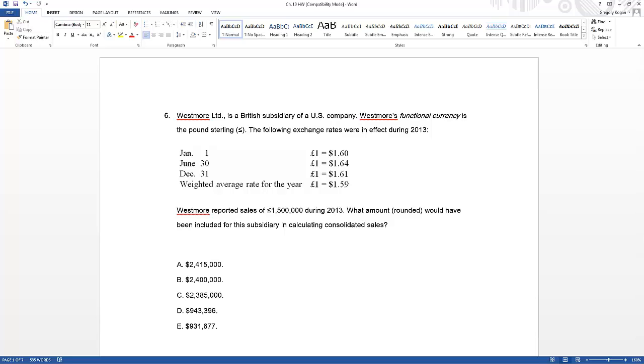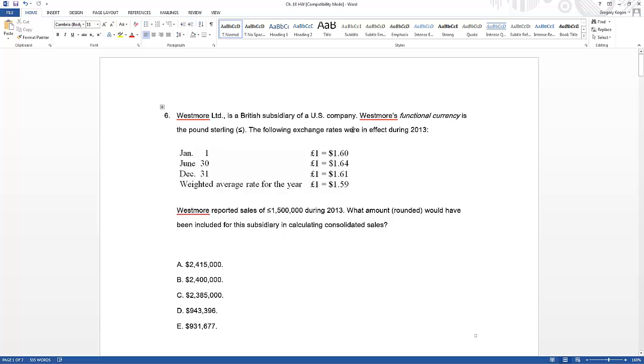Wanted to go over the homework for chapter 10, FX translation, and I wanted to start with going over question number 6 that we have here in the homework. The question is asking about Westmore Ltd, a company with a subsidiary, and we want to see, okay, what are the sales in the local currency?